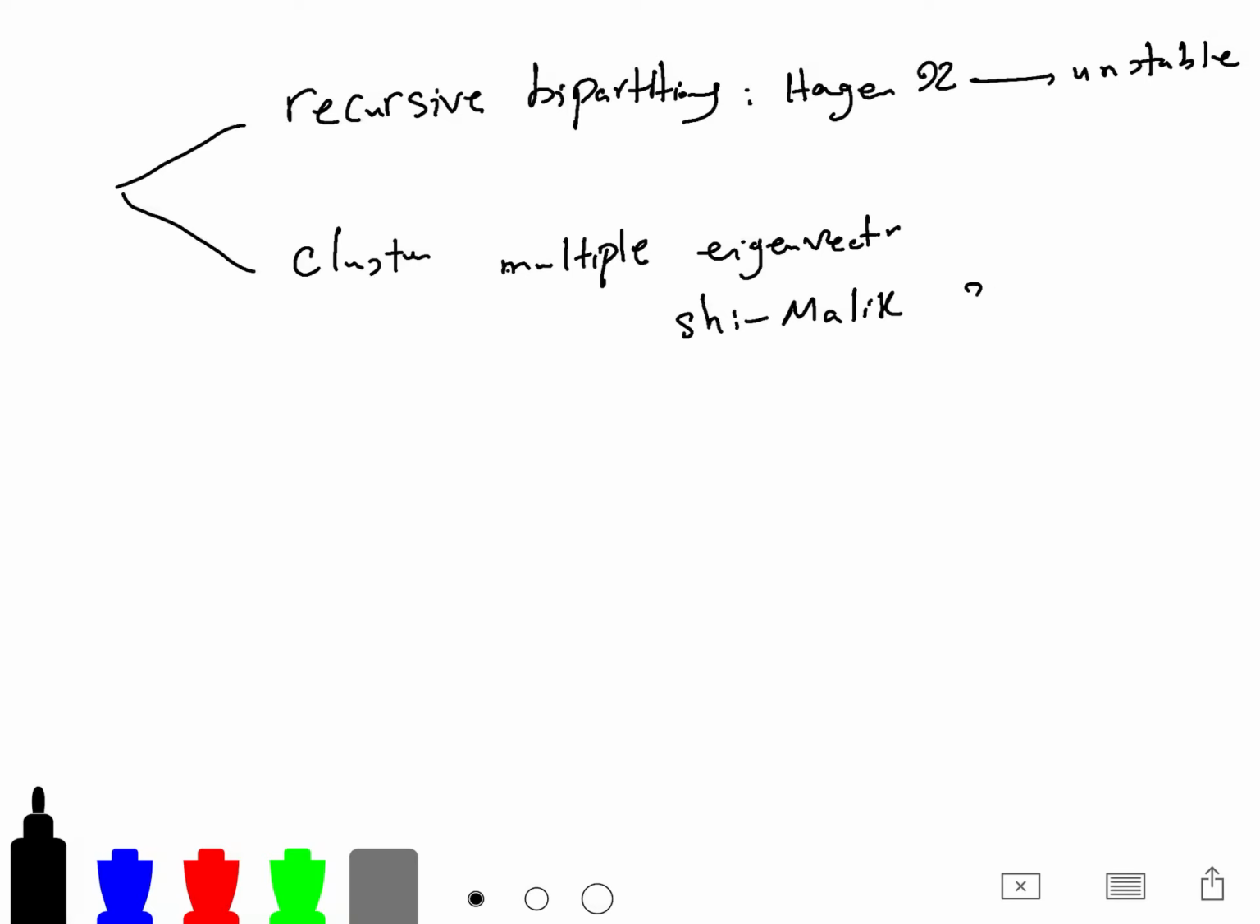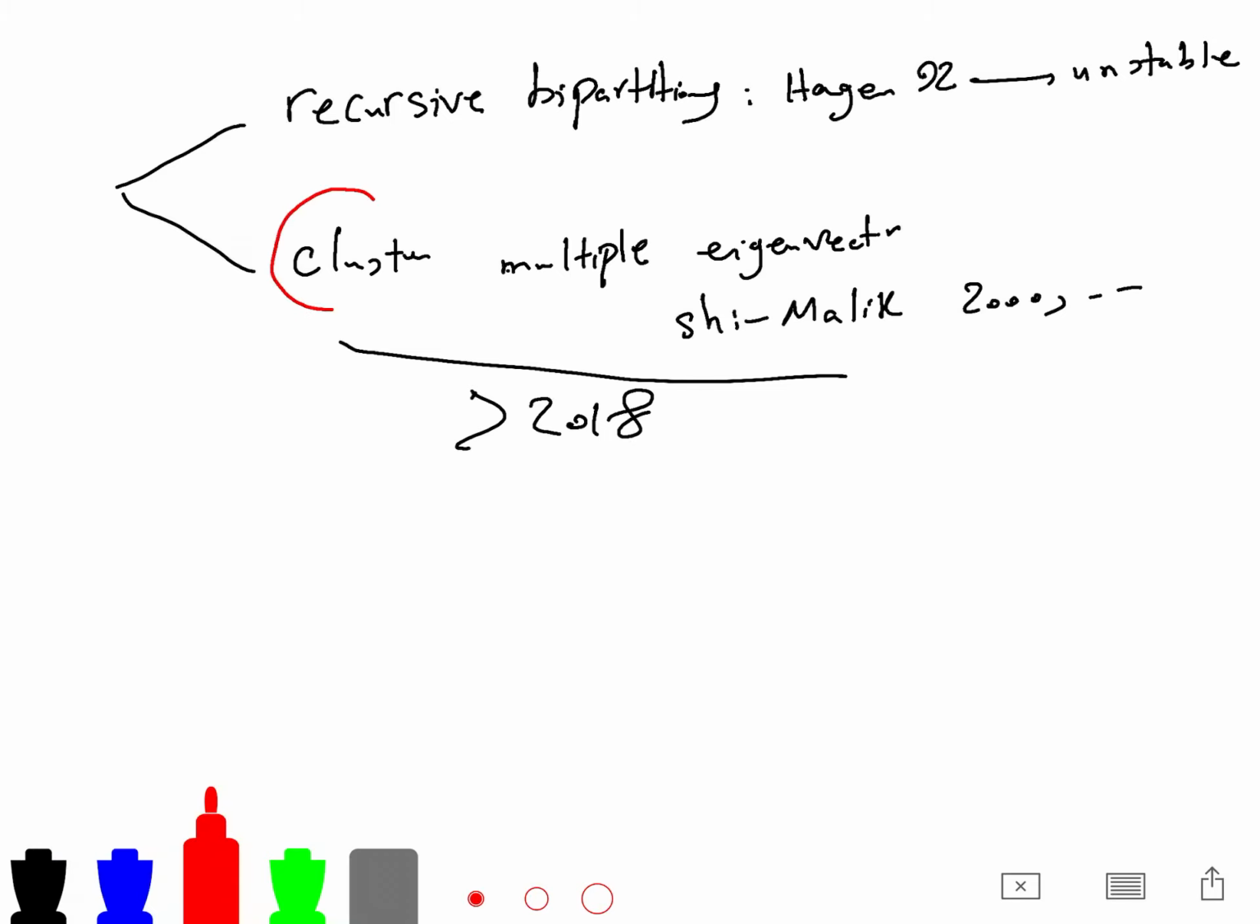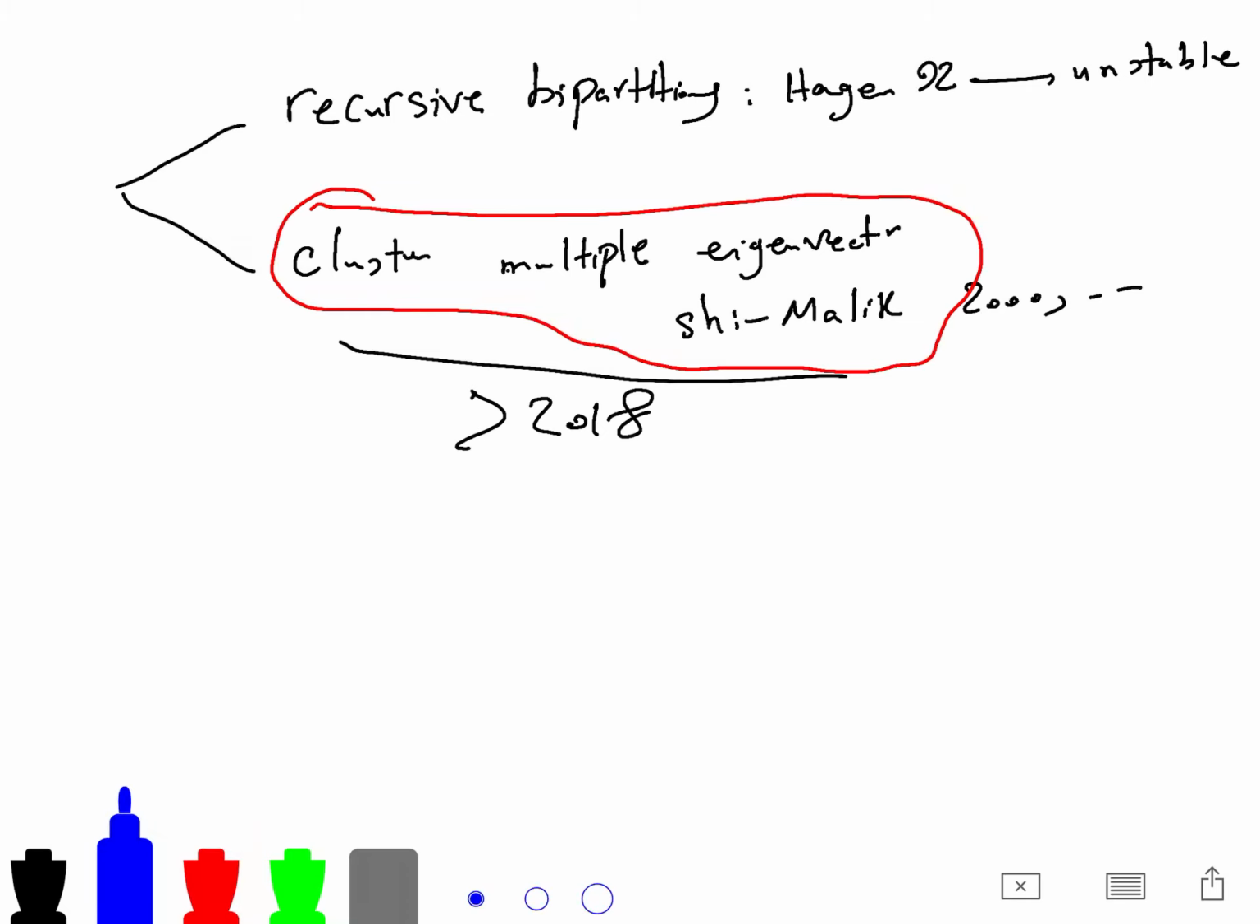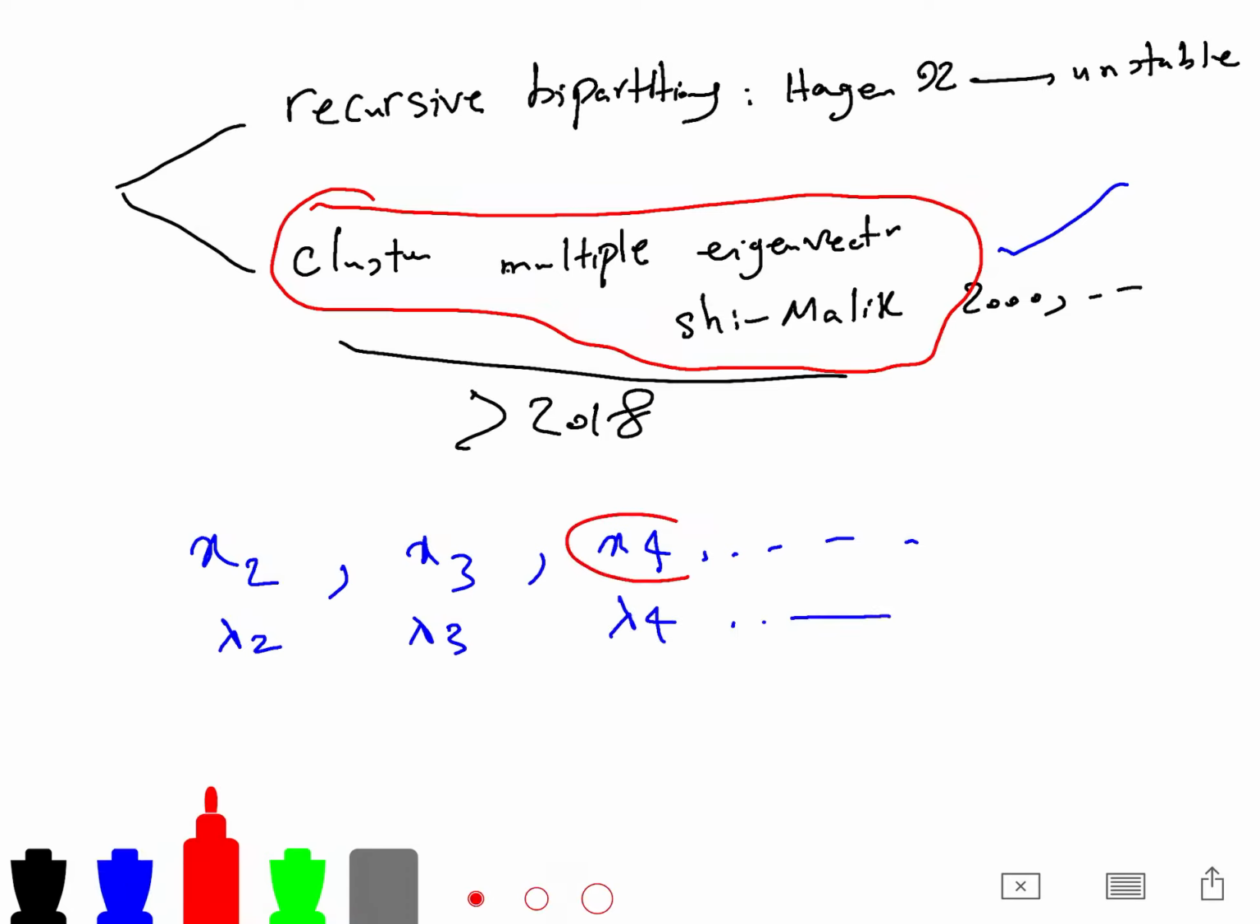to cluster multiple eigenvectors. So Shi and Malik in 2000, and after 2018, we have a huge number of articles, and this second approach is much more stable and mature because it uses higher order Cheeger inequalities. So I highly recommend to use the second approach. So use the second eigenvector, but now use the third eigenvector, the fourth eigenvector. And of course, these are their eigenvalues. So you use all of this information in order to do clustering.